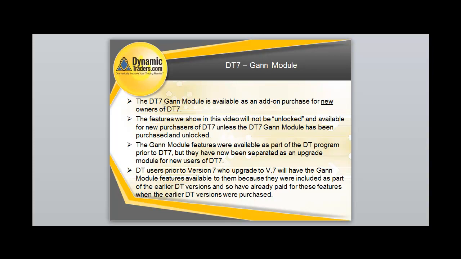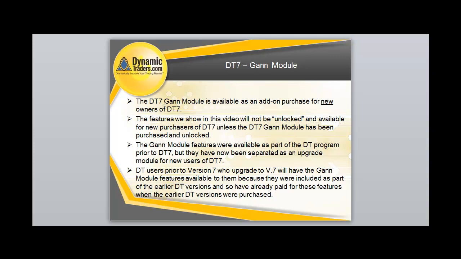The DT7 Gann module is available as an add-on purchase for new owners of DT7. The features we show in this video will not be unlocked and available for new purchasers of DT7 unless the DT7 Gann module has been purchased and unlocked. The Gann module features were available as part of the regular DT program in versions prior to DT7, but they have now been separated as an upgrade module for new users of DT7.